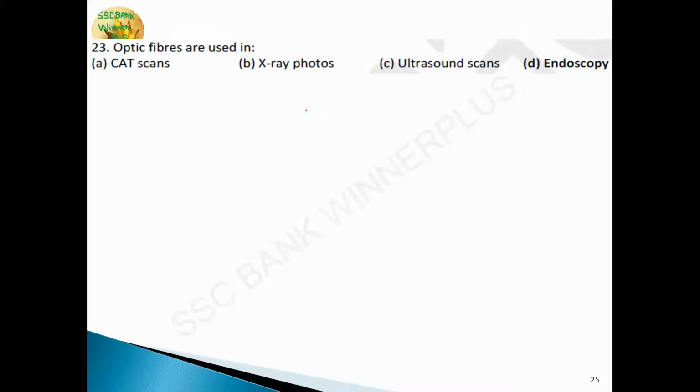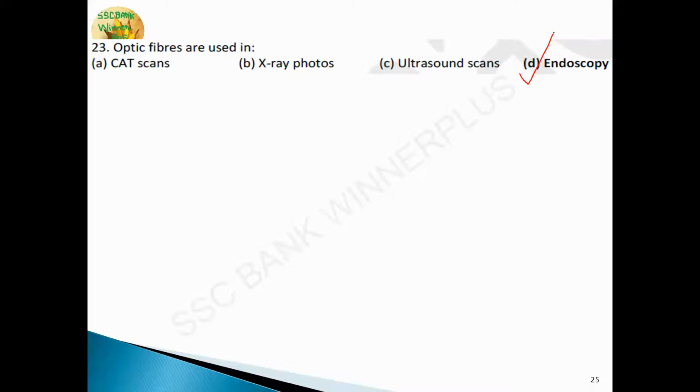Question number 23. The optical fibers are used in endoscopy, a medical application. Before checking what an optical fiber is, we know that optical fibers are used in data communication for transferring information or data from one place to another. Optical fibers are light pipes which carry optical energy from one part to another without any loss in energy. So that is optical fibers.